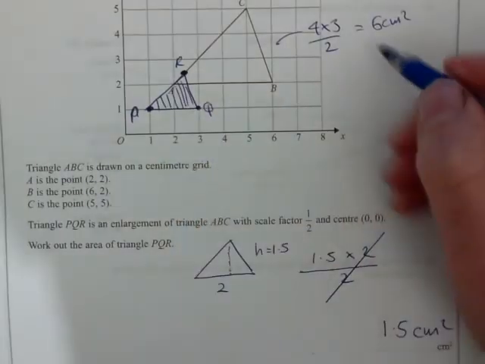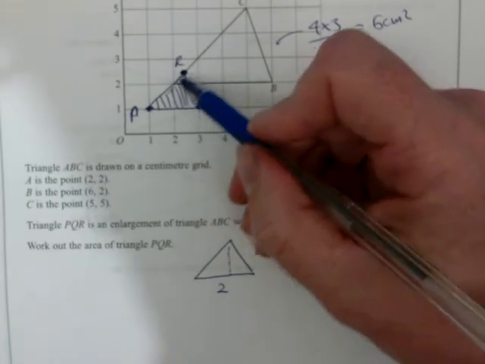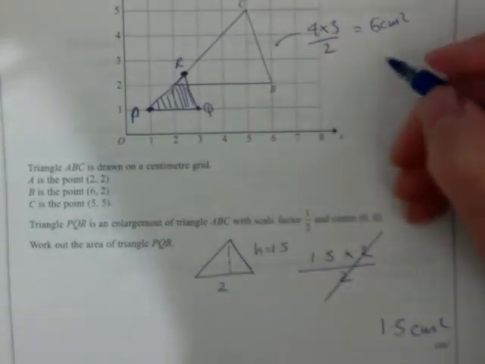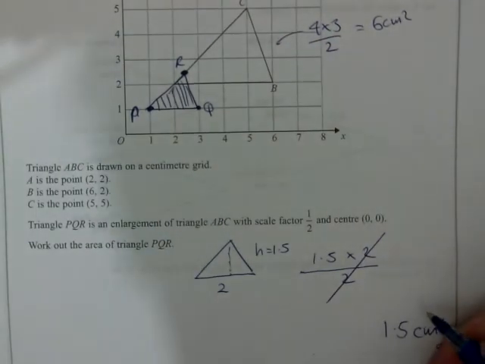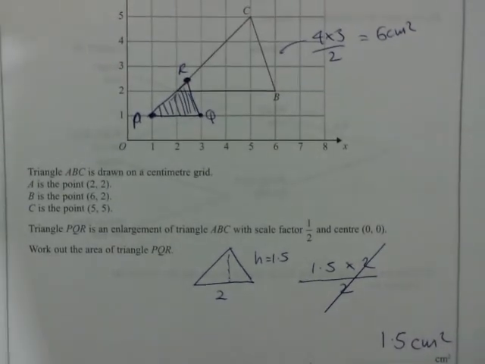Because the dimensions have been halved, it quarters the area. A quarter of 6 is 1.5, so it can be done that way as well, as long as you're comfortable with area factors. And I almost wasn't.